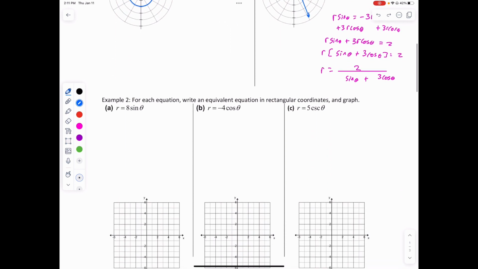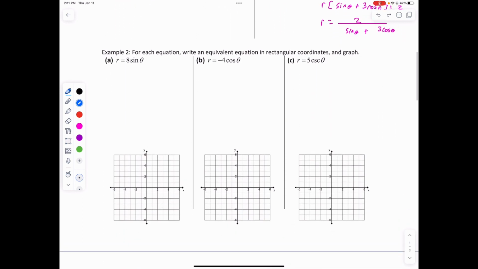So let's go ahead and continue. In this next example, we are given polar equations and we want to write an equivalent one in rectangular coordinates and graph. So if I'm trying to convert this into Cartesian, I'm going to multiply it by an r. And the reason I'm thinking that might be a good idea is two things.